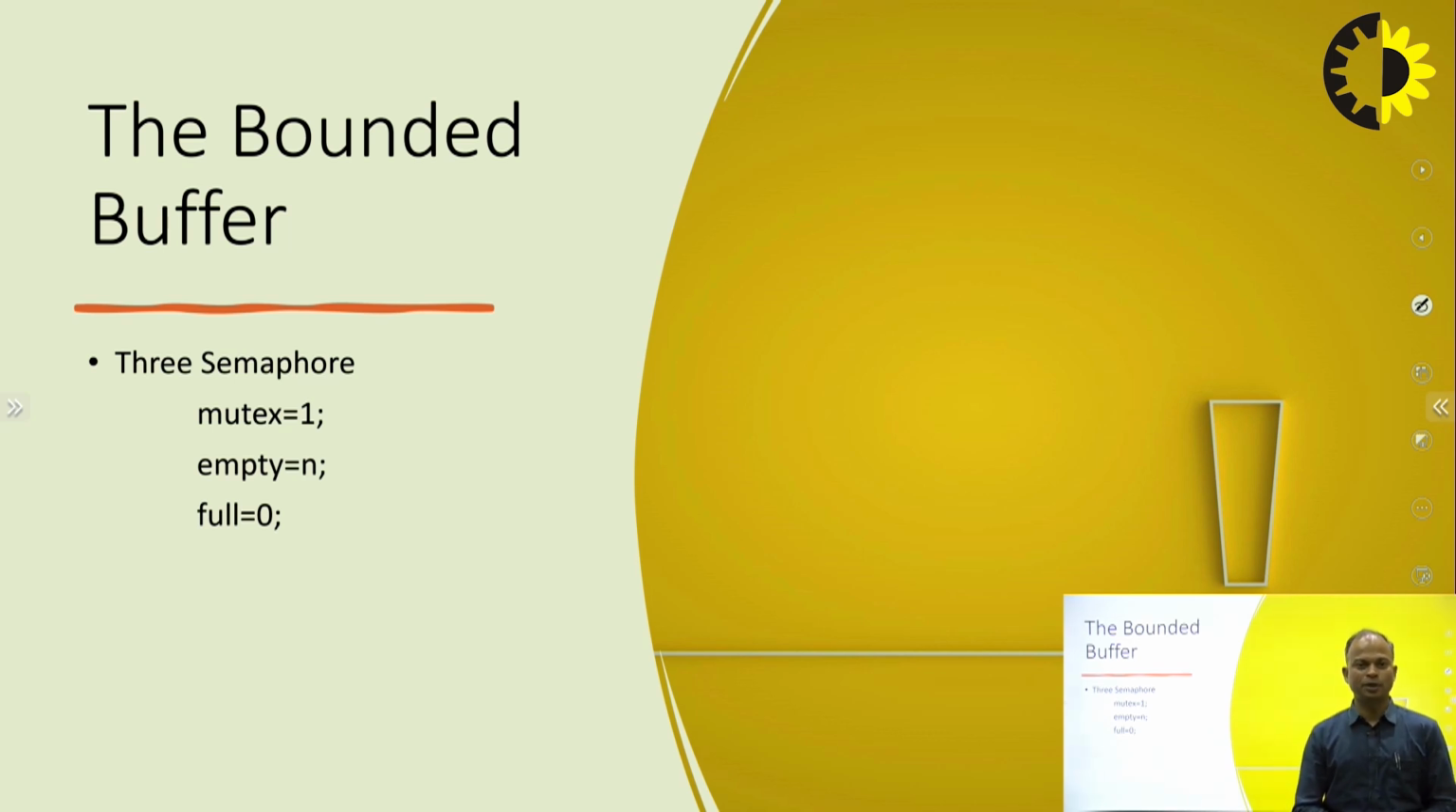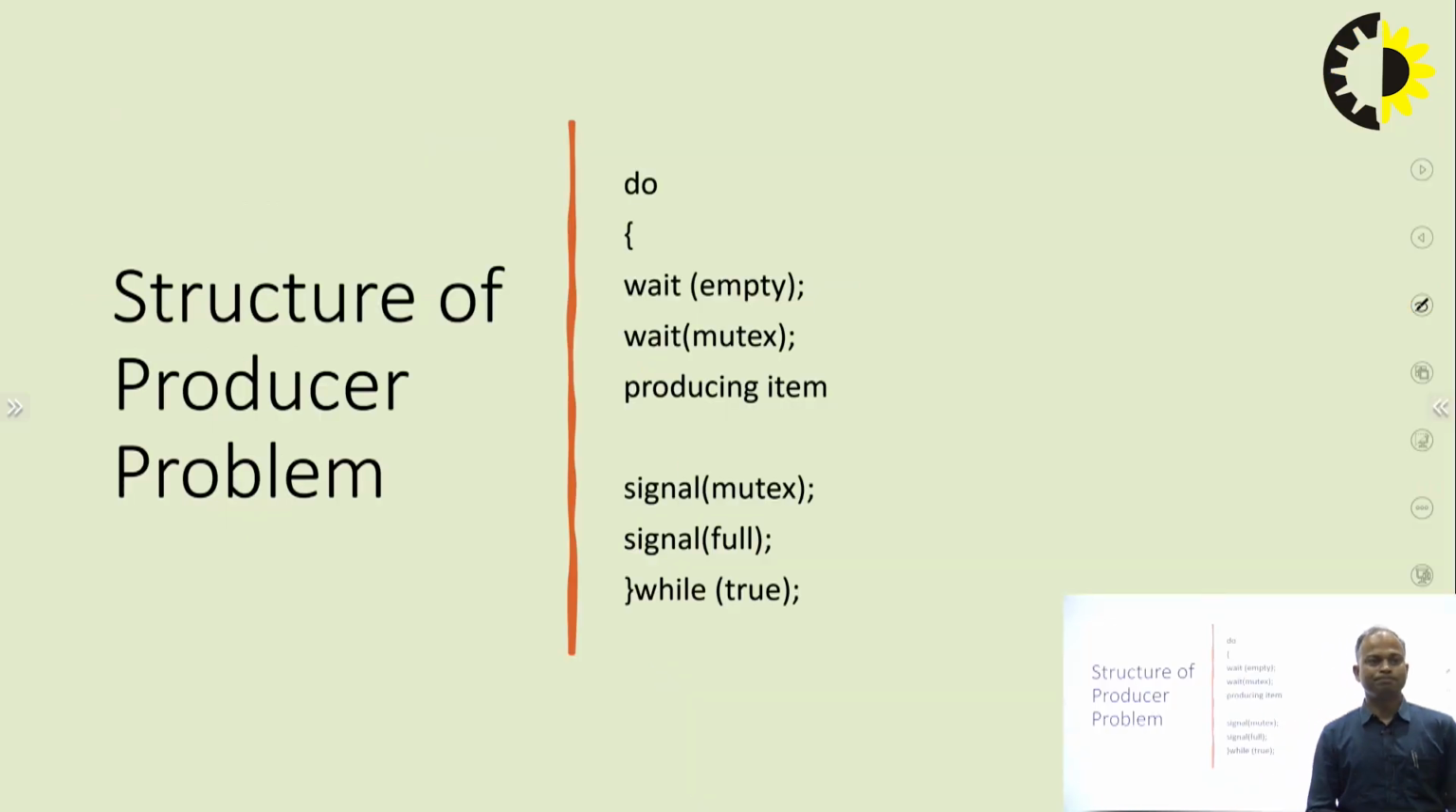To implement this problem, we need three semaphores. The first semaphore is mutex. The second semaphore is empty, since initially all the locations are empty, so the value of empty is n. Since no item has been produced, the value of full equals 0, and mutex equals 1. Mutex decides whether you can get entry into the production code or the consumption code. Based on the value of mutex, we can or cannot take entry into the required code. Now, this is the structure of the producer problem.